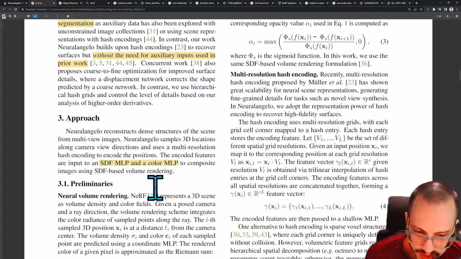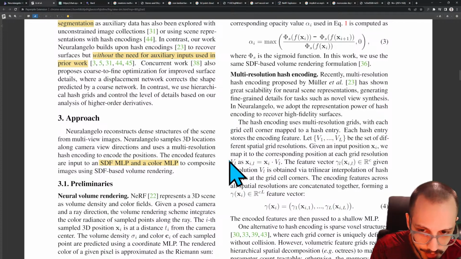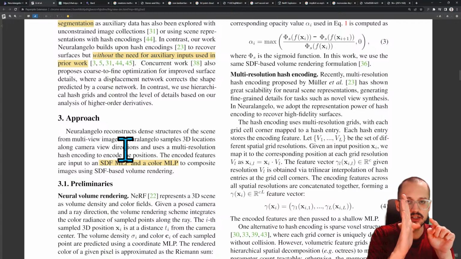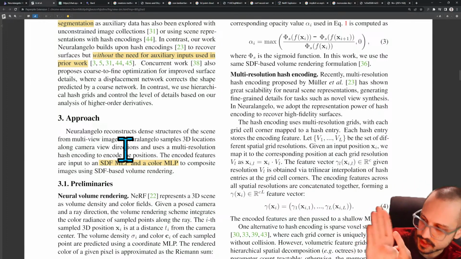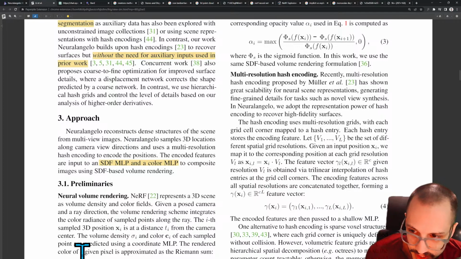So the SDF is the signed distance function. It's basically a number that represents how far away you are from a point or from the surface, right? So why is it signed? It's signed because if you're in front of the surface, it's positive, and then it gets smaller and smaller and smaller. When you're right at the surface, it's 0, and then once you go into the surface, it becomes negative, right? So that's why there's a sign in that function.